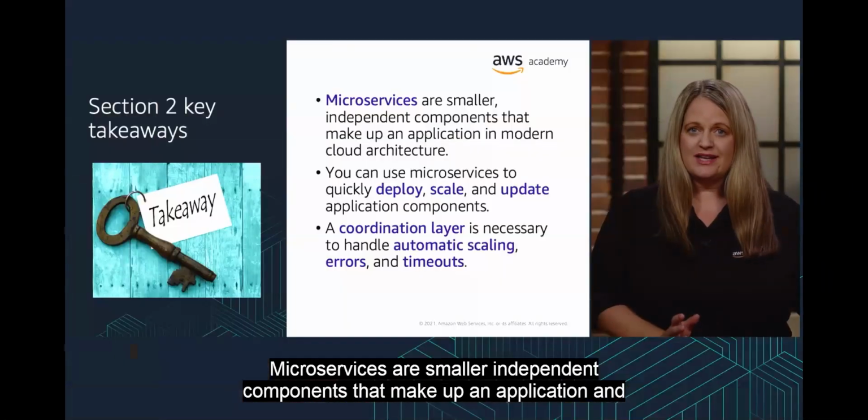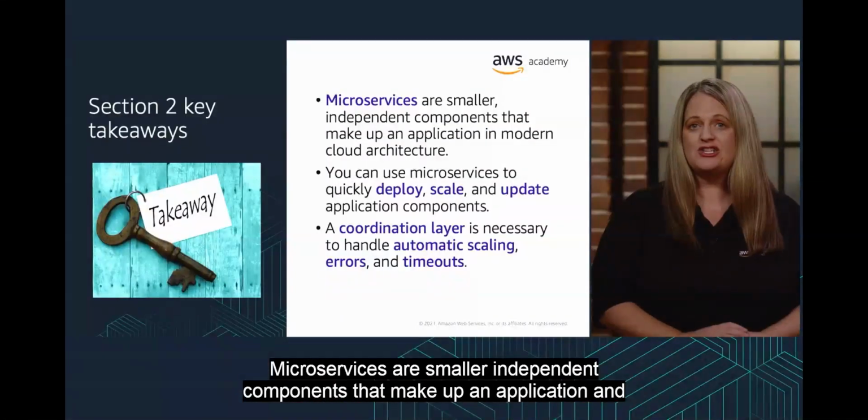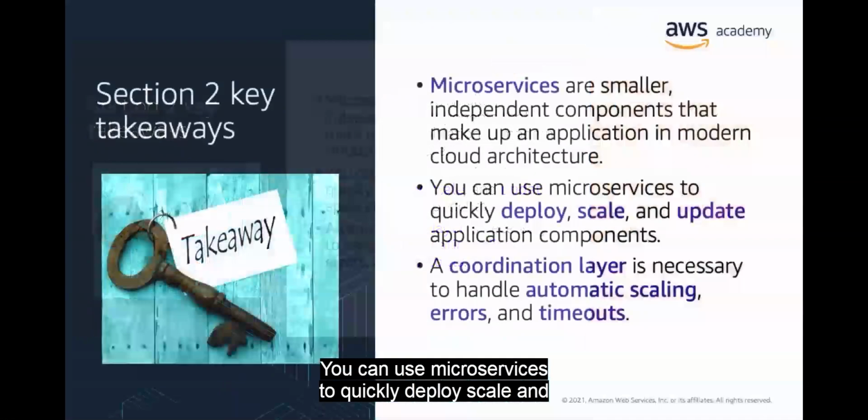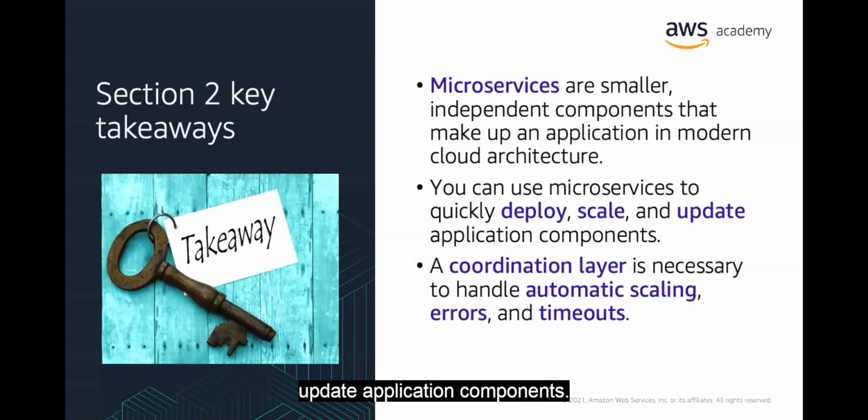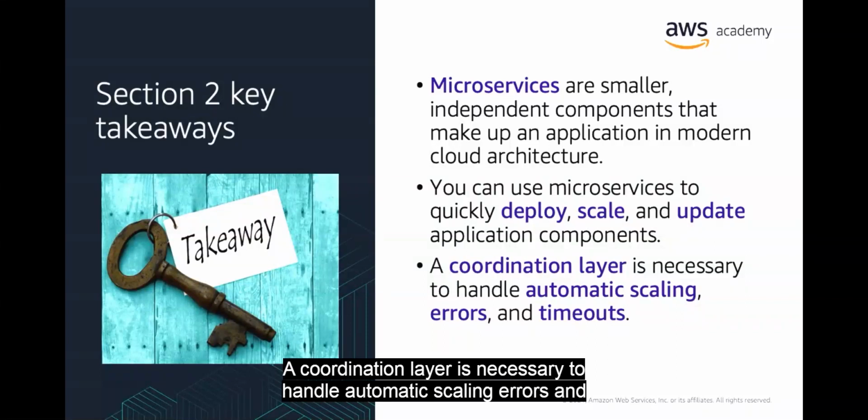Microservices are smaller, independent components that make up an application in modern cloud architecture. You can use microservices to quickly deploy, scale, and update application components. A coordination layer is necessary to handle automatic scaling, errors, and timeouts.